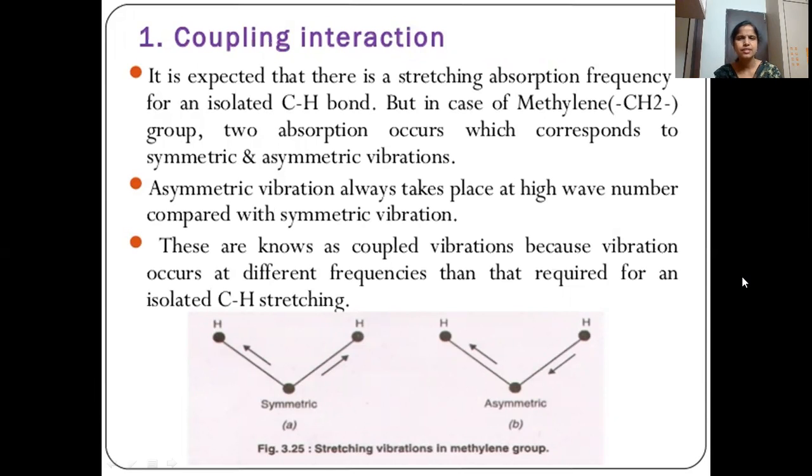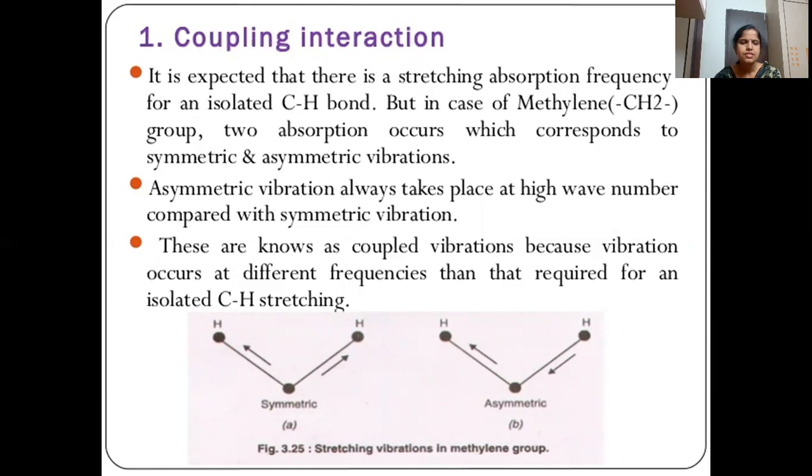Here you can see it is a CH2 group, that is methylene group. Here a stretching absorption frequency for an isolated CH bond we have to expect. But in the case of methylene, we will observe 2 absorption bands. That is due to the coupling interactions between the CH2 groups. Those 2 bands are formed by symmetric stretching and asymmetric stretching.